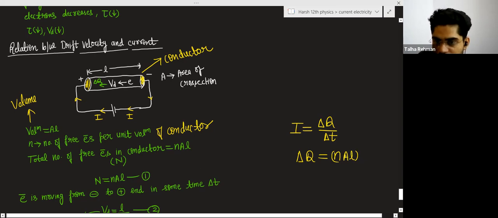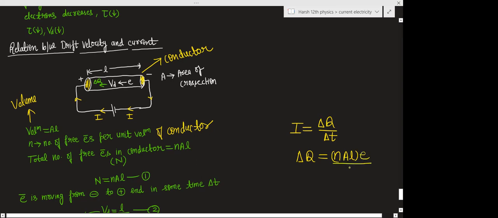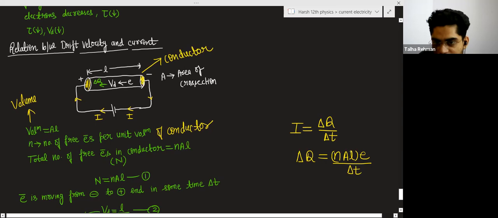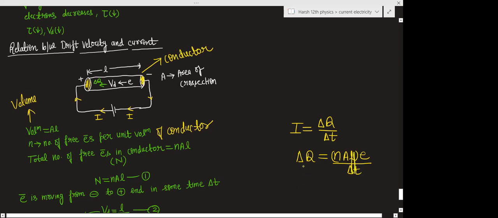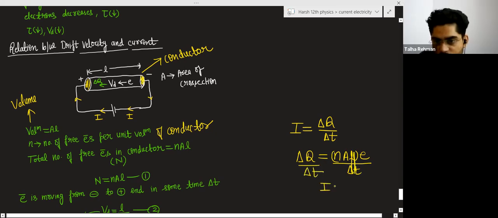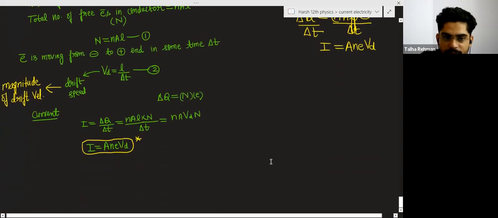And the charge on one electron is e. So delta Q is capital N times e, where capital N is nAL. Then the length L divided by delta T is Vd. When you divide this side by delta T, this will become I is equal to nAeVd. So I am writing the symbols here.